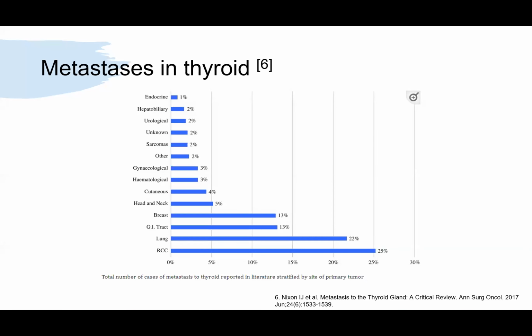So just looking here, various metastases within the thyroid. And the majority taken from this series, and that we know about, tend to be renal cell carcinoma and lung tumours. Cutaneous tumours do feature there, and they're about 4%. And it's really important to never forget melanoma because of the various disguises it likes to undertake.